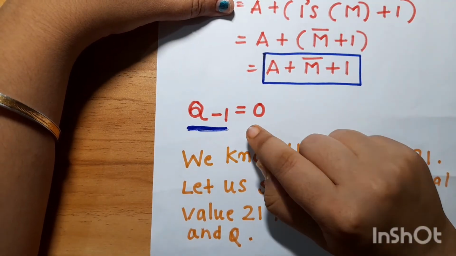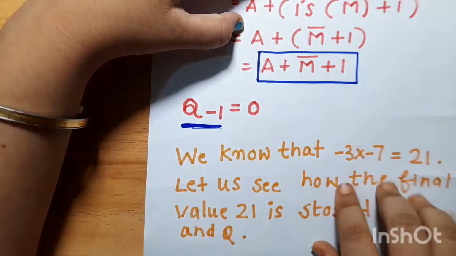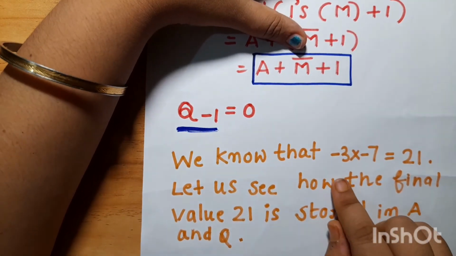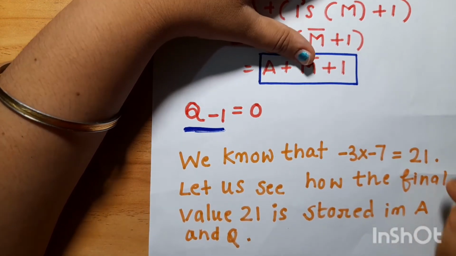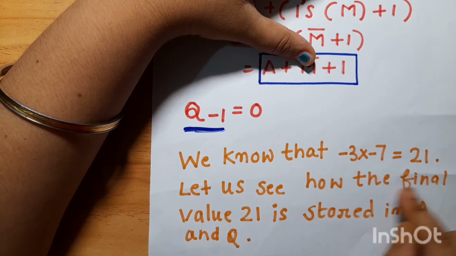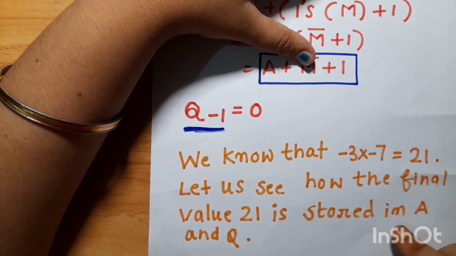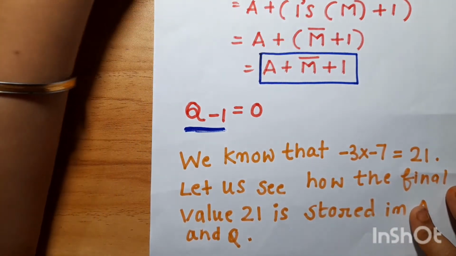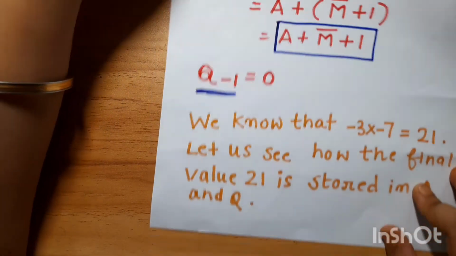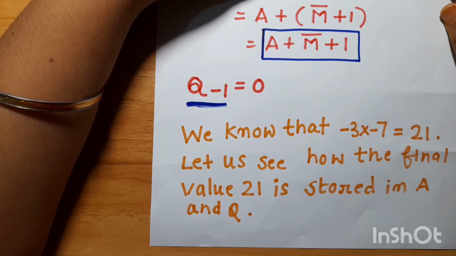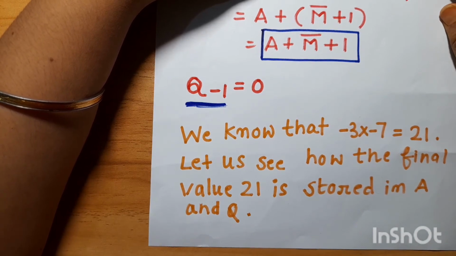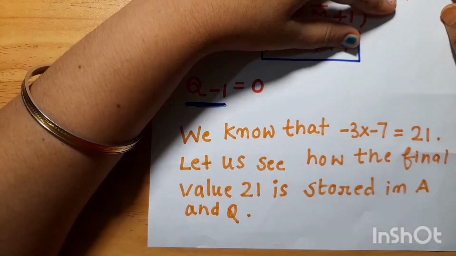Q minus 1 is initialized to 0. We know that minus 3 multiplied by minus 7 is 21. So let us see how the final value 21 is stored in A and Q. A and Q together will store the value of the product of minus 3 and minus 7, that is the multiplicand and multiplier. We will see how it happens through Booth's algorithm.